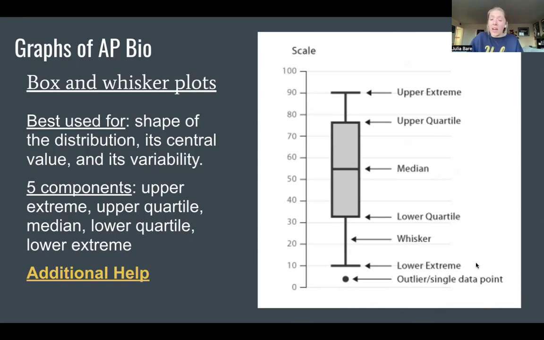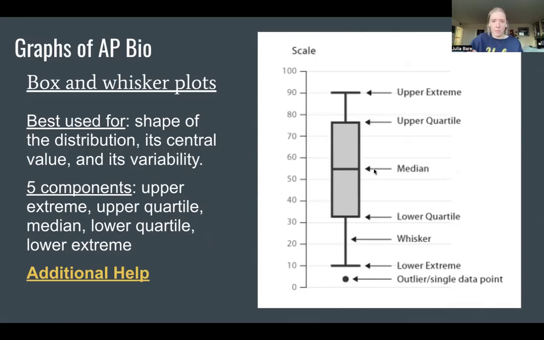Now, there are 5 main components to a box and whisker plot. You have the upper extreme, the lower extreme, the upper quartile, the lower quartile, and then the median. The distance between your upper extreme and the maximum of your upper quartile is going to be your whisker. And the same thing for the lower quartile and the lower extreme. The box is going to be everything from the median to the upper quartile.